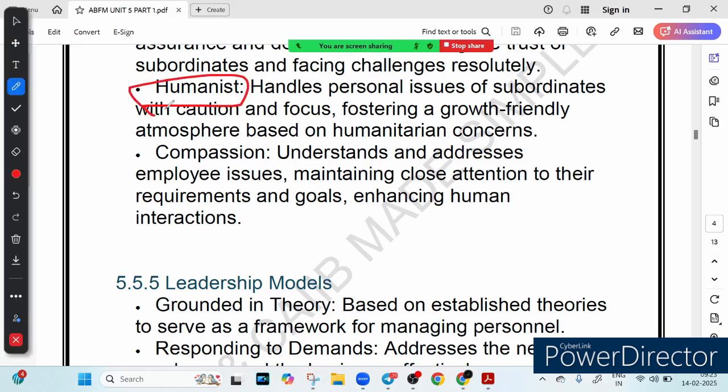Leadership is not about just the target. It is about people, right? It is all about the people. It's not just about the target. It is all about the people. So a true leader understands employee concerns, supports their growth, and builds a positive work culture.